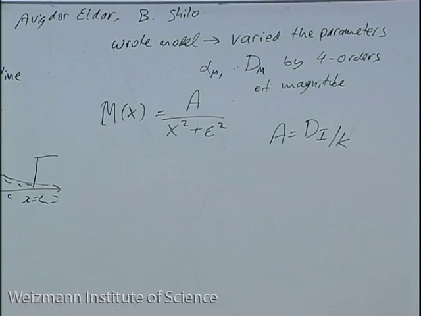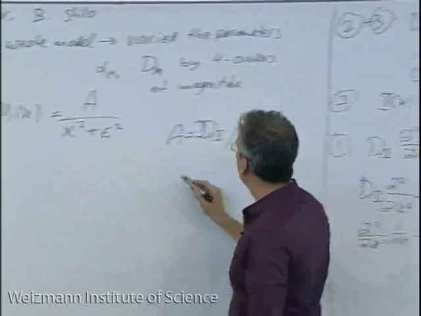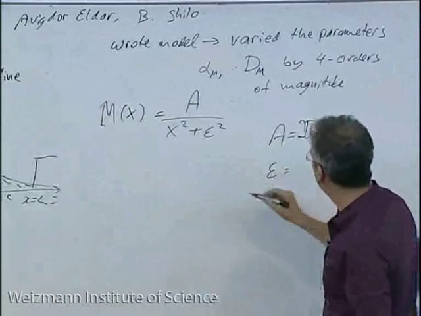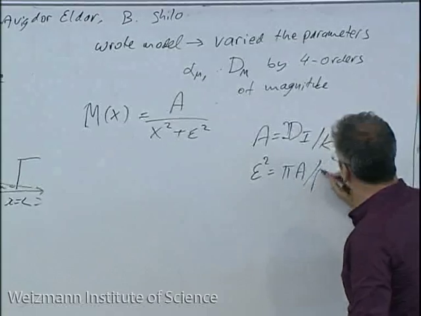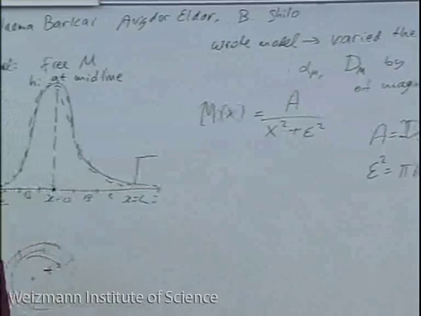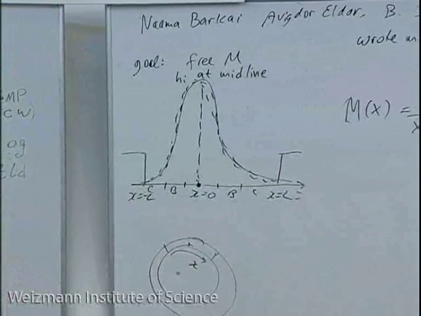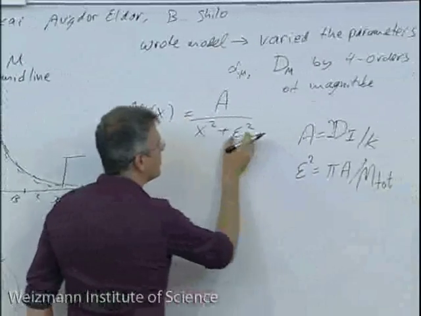Yeah, 2 di over k. The 2 comes because when you take a second derivative, you have 2a. That's the second derivative here. Okay. And epsilon squared has to do with the total level of m, the total level of morphogen you get by integrating all this. And the more morphogen you have, the smaller this epsilon.